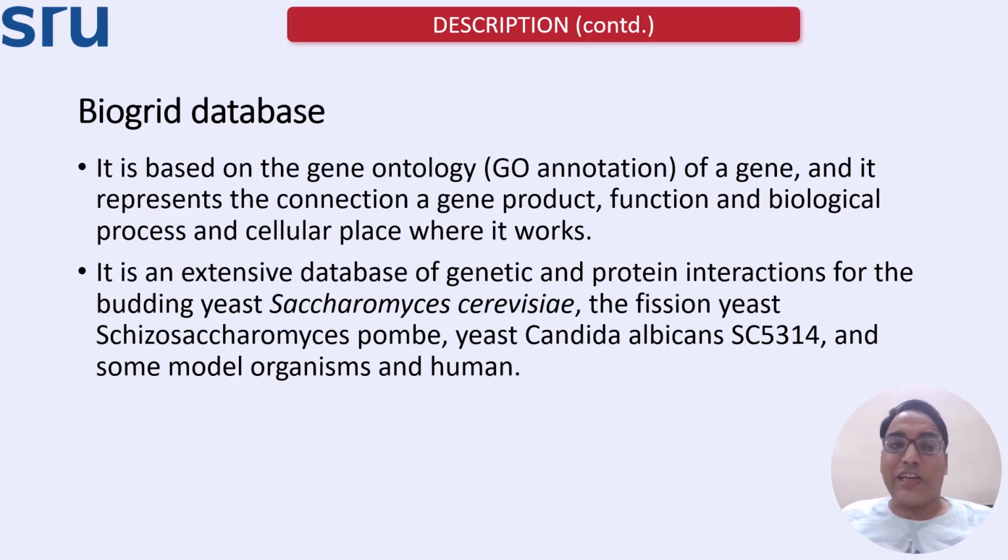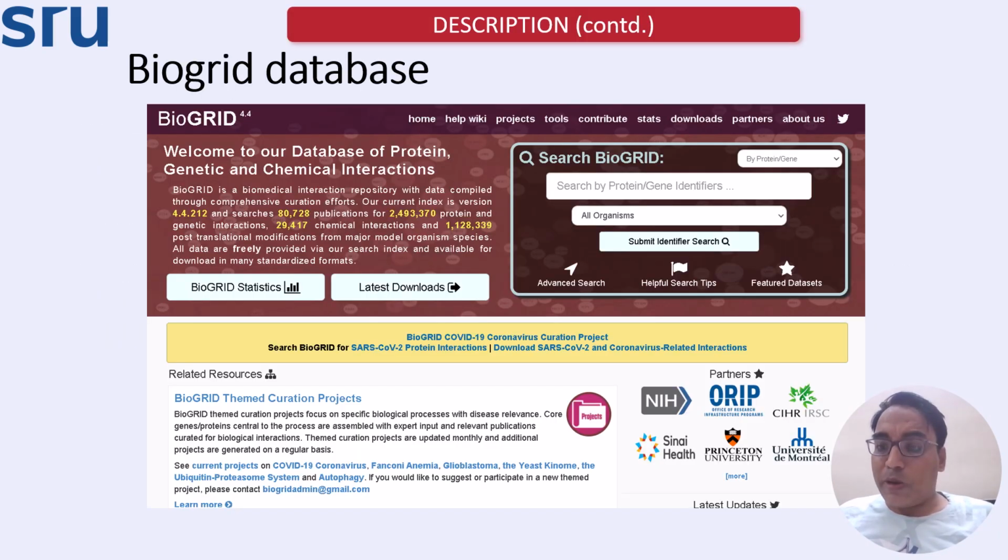So this has been the first database, the BioGrid database. It basically worked for Saccharomyces cerevisiae, Saccharomyces pombe, Candida albicans, and some other organisms, including humans. When you see this database BioGrid, this is how the page looks. BioGrid statistics means how many sequences are deposited there, how many entries are there, when it got updated, all those things. Here you can put your protein or gene name or the accession ID if you have.